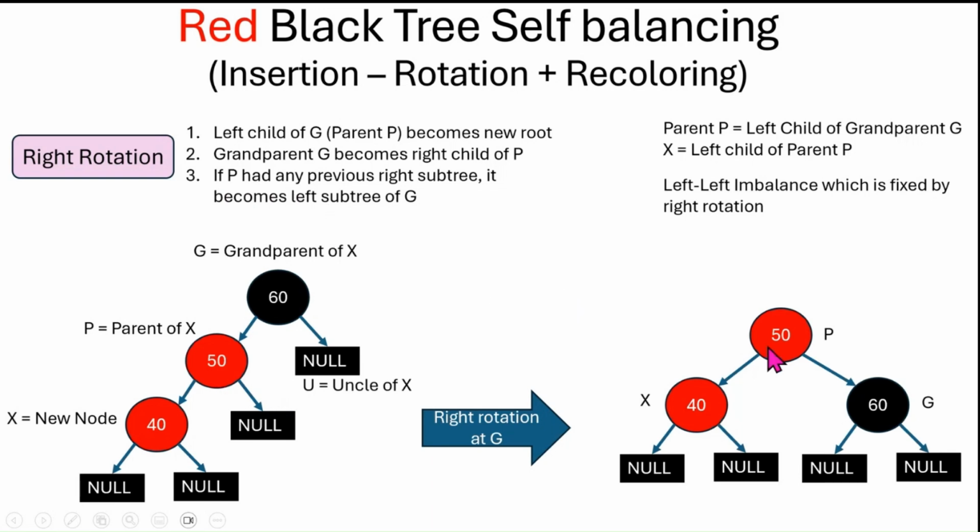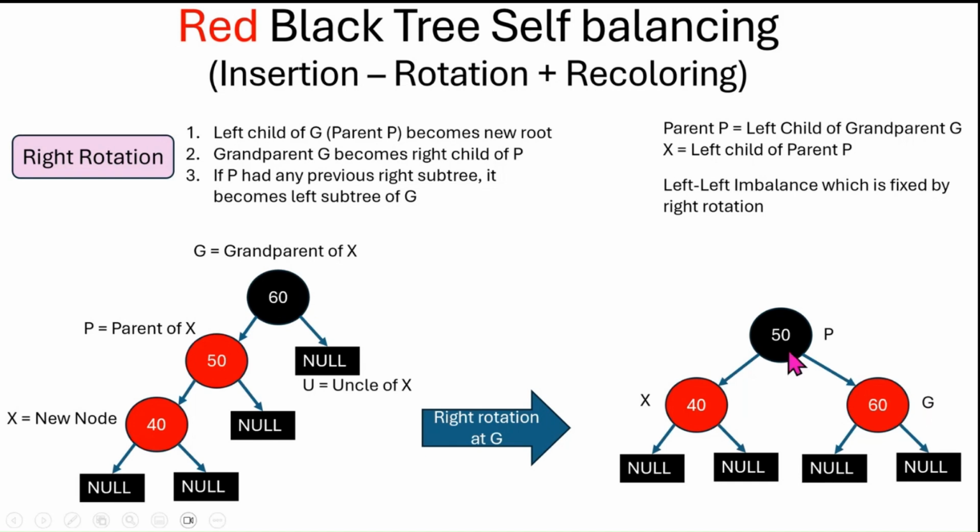So you can see now it actually balanced the structure, but the red violation is still there. So after the rotation, we need to do recoloring. What recoloring we need to do? Basically, we need to swap the color of the new parent and old parent. So the new parent we make black and the old parent we make red.